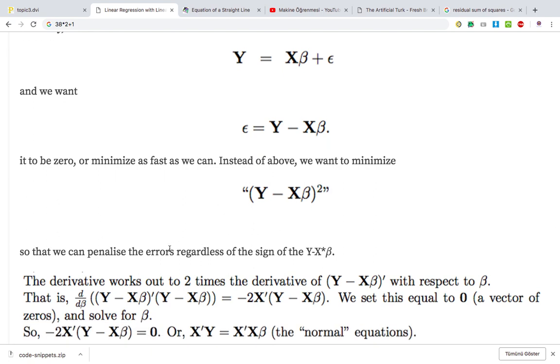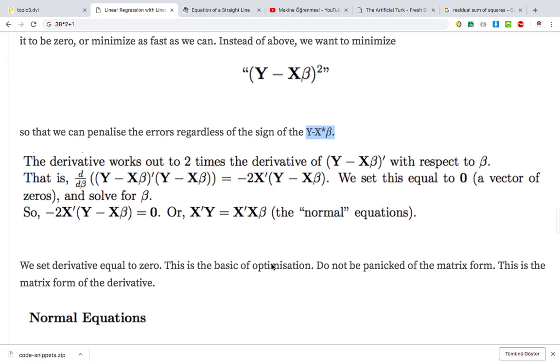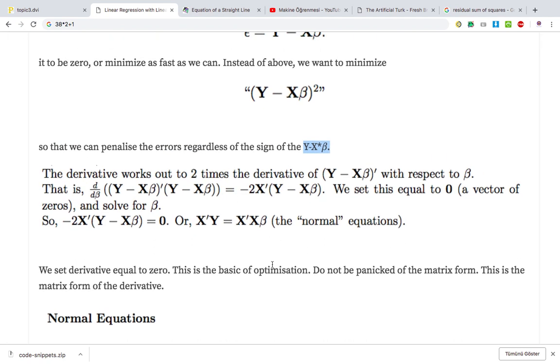So we can penalize the errors regardless of the sign of y minus x multiplied by beta, and also the derivative. We will get the derivative with respect to beta, and we will make it equal to 0. There is some linear algebra optimization in it, so I do not want to confuse you, but the idea is the same as differentiation. You will end up with x transpose y is equal to x transpose x beta.